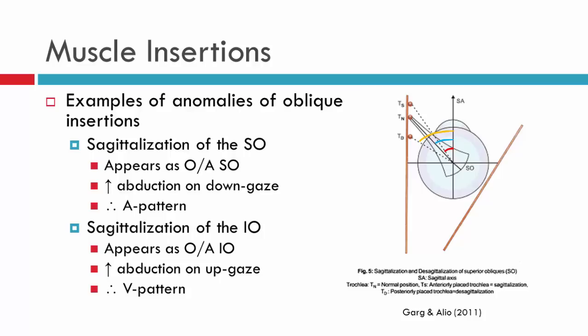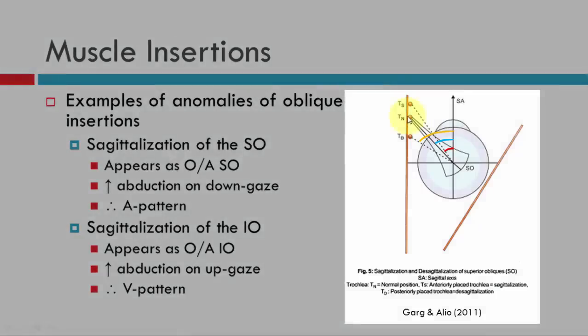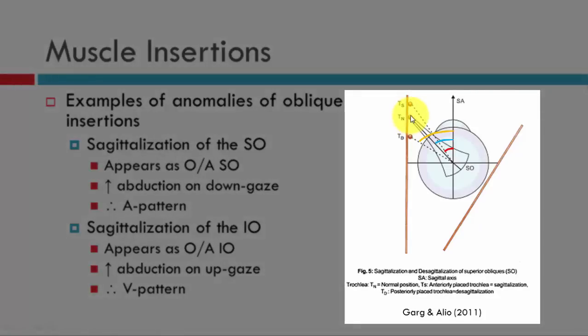I've also given you here a diagram of desagittalization. And so what we can see here is that this is the normal position of the trochlea and the normal insertion of the superior oblique. However, if the trochlea is moved forward, we're going to have a more acute angle insertion, in which case we have sagittalization, and if it's further back, the insertion will be back here and we'll have desagittalization.